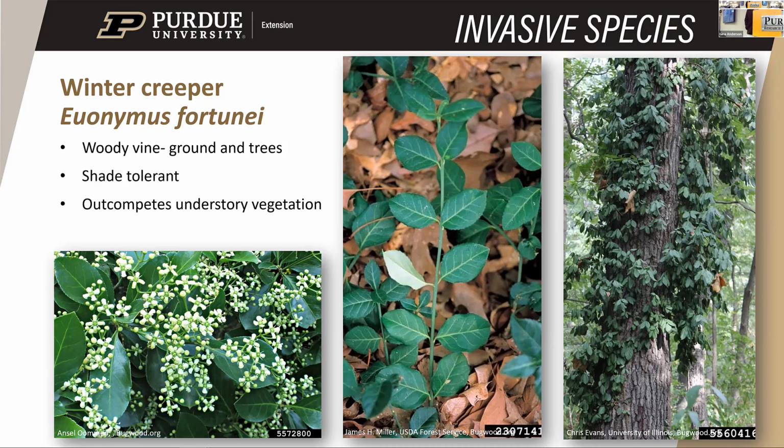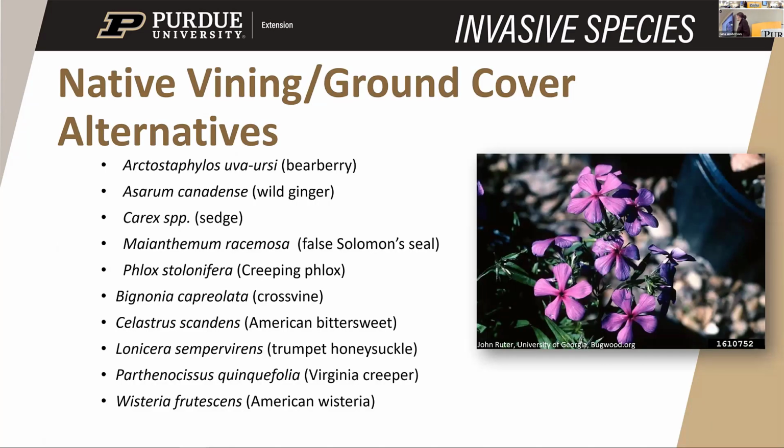Okay, our next topic is native vining and ground cover alternatives. We have bearberry that can be used. Wild ginger is a great native alternative. We have some sedges, just don't use yellow nutsedge. That would not be the sedge you would want to plant. You would want to find some native sedges. False Solomon's seal. Creeping phlox, if you've got a sunny area that you don't mind spreading a little bit.